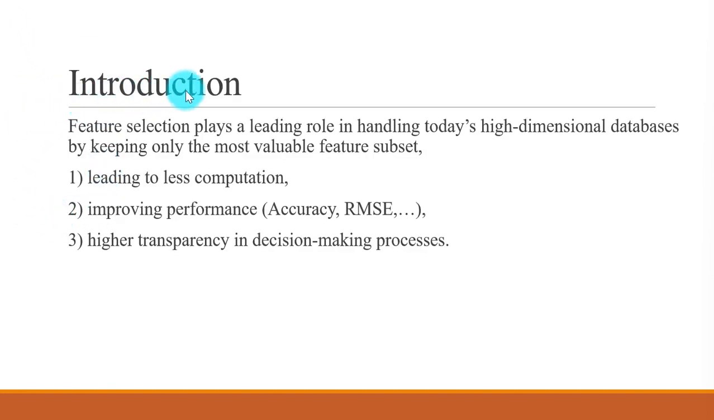Here we have the introduction about feature selection. Feature selection plays a leading role in handling high-dimensional databases by keeping only the most valuable, useful, or relevant feature subsets. It has three main benefits: less computation, improved performance, accuracy for the classification problem and RMSE for the regression problems, and higher transparency in the decision-making process.